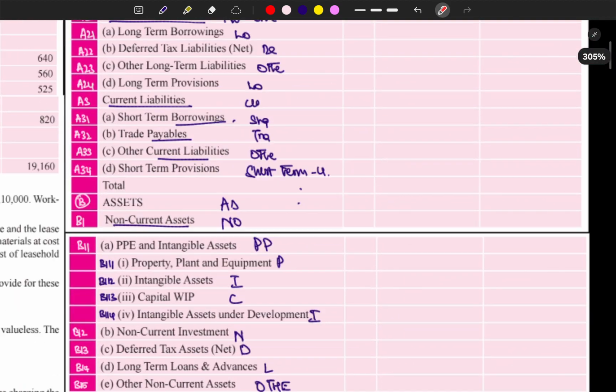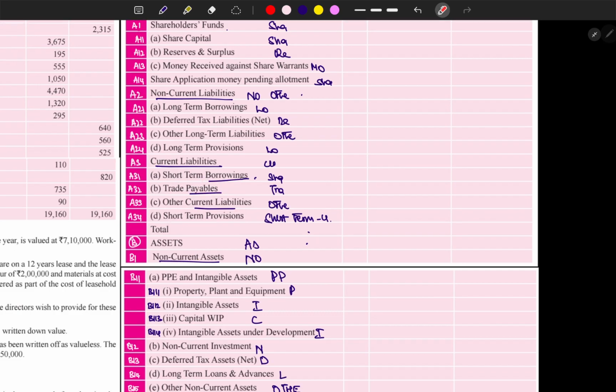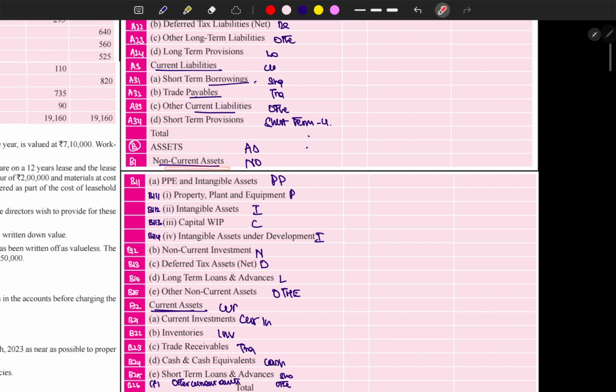I'll just go through the items that come under non-current liabilities. Non-current liabilities comprise long-term borrowings, which is most likely debentures, and deferred tax liabilities. If there are any upcoming period liabilities in our current books, that has to come here. Other long-term liabilities and long-term provisions, and then short-term borrowings, trade payables, other current liabilities, and short-term provisions come under current liabilities.